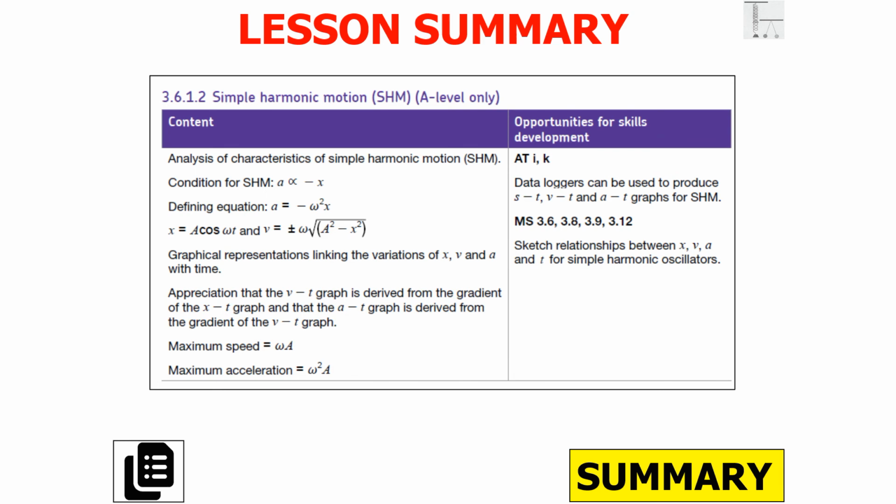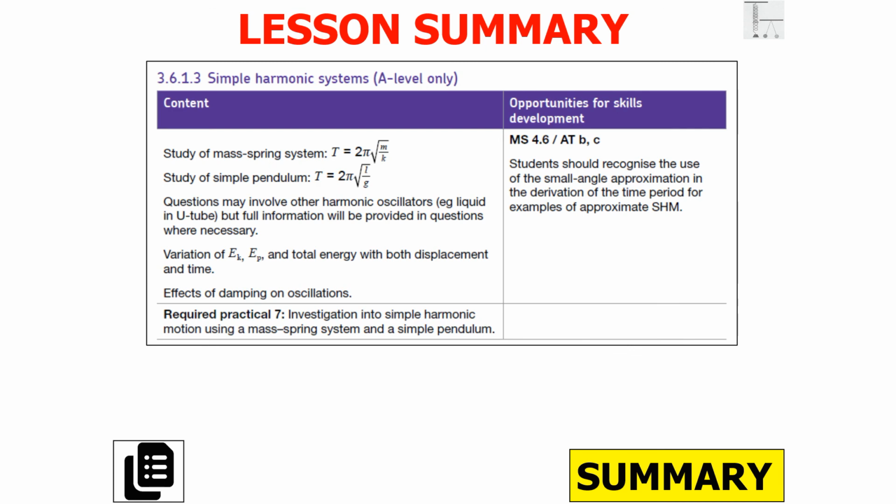We can then analyze characteristics of simple harmonic motion, know the condition for simple harmonic motion, and have our equations for simple harmonic acceleration, displacement, and velocity, linking it into graphs as well. We can know the maximum speed of a simple harmonic oscillator and the maximum acceleration. We also know simple harmonic systems such as the mass spring system and the simple pendulum. We can know the variation of kinetic energy, potential energy, and total energy with displacement and time for the pendulum and the mass spring system, and the effect of damping on oscillations.